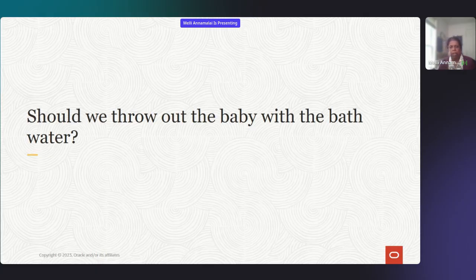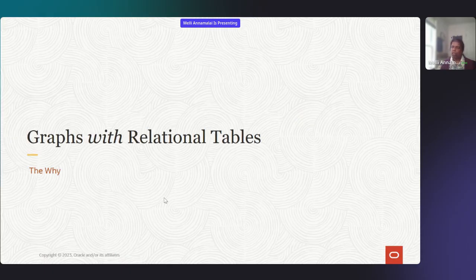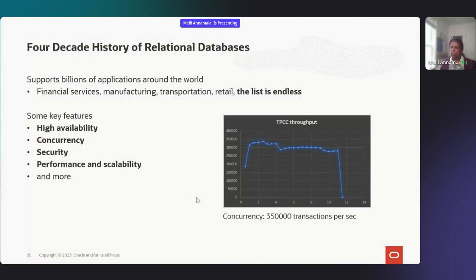So can we build on what we have learned over the last 4 decades that relational databases have been in existence, and also use that for new data types and new data models? That's really the question. So let's pursue that thought a little bit and look at, again, what databases are good at.